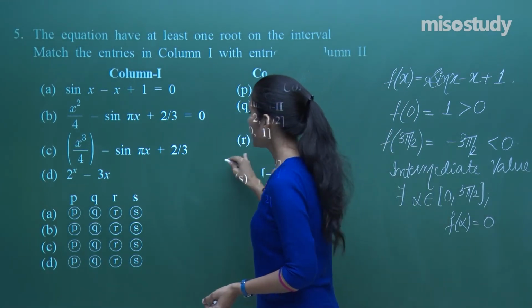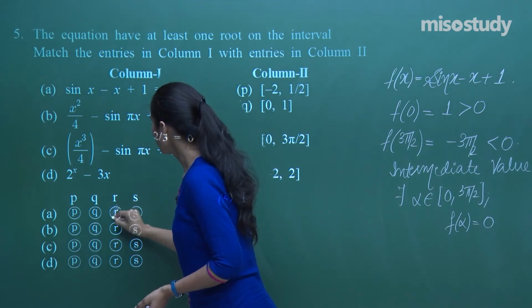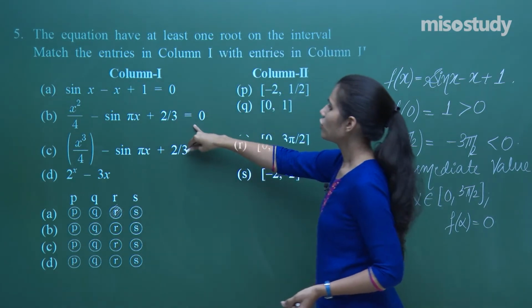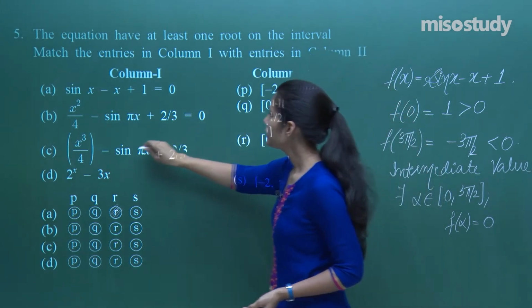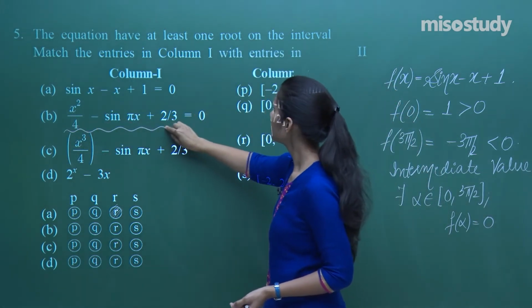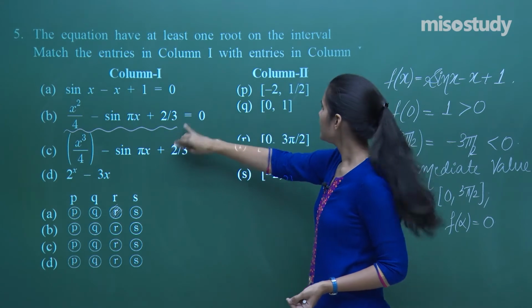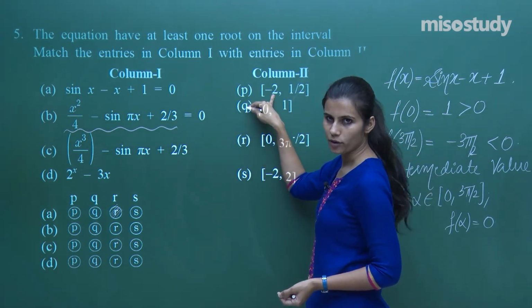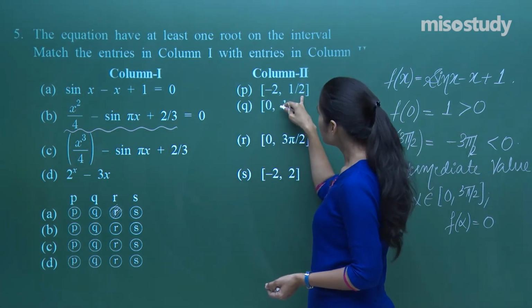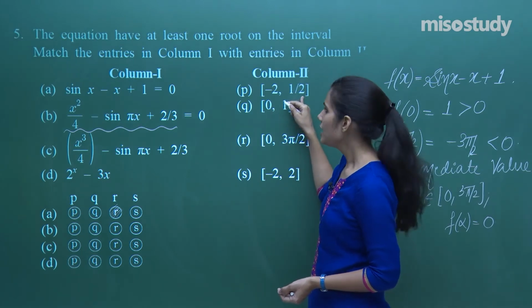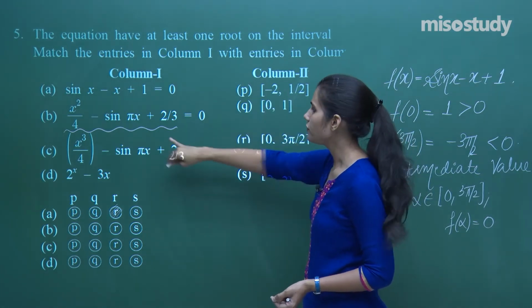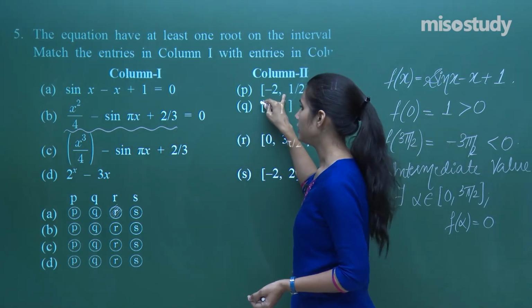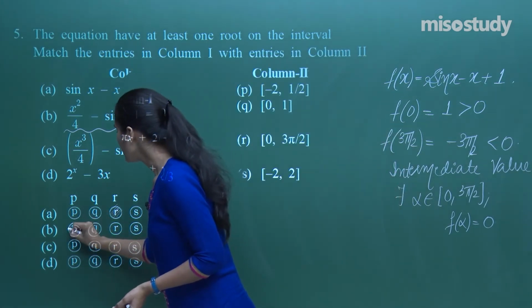So corresponding to A, you are going to shade R. Similarly, if I talk about B, if you take this as your function f of x, then f of minus 2 will be positive and f of 1 by 2 will be negative, and therefore by again intermediate value theorem there exists a root of this function in this interval. So corresponding to P, you will be shading P.